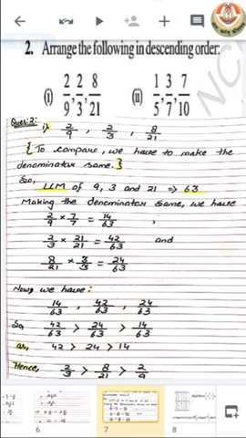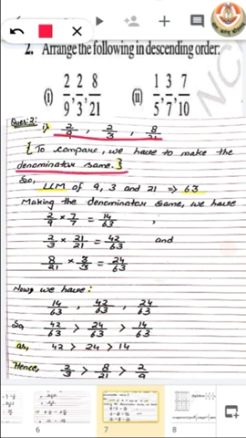Now the second question is, we have to arrange the following given fractions into descending order. For this, we have to compare between fractions, and for their comparison we should have the same denominator. So for the first part we have three denominators, 9, 3 and 21. So we will take LCM of 9, 3 and 21, which is 63.